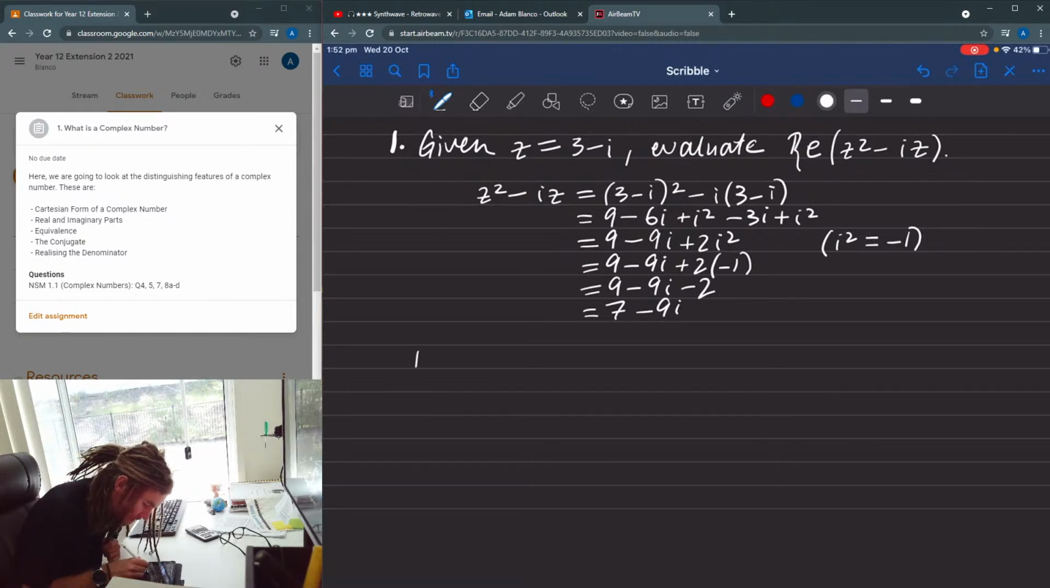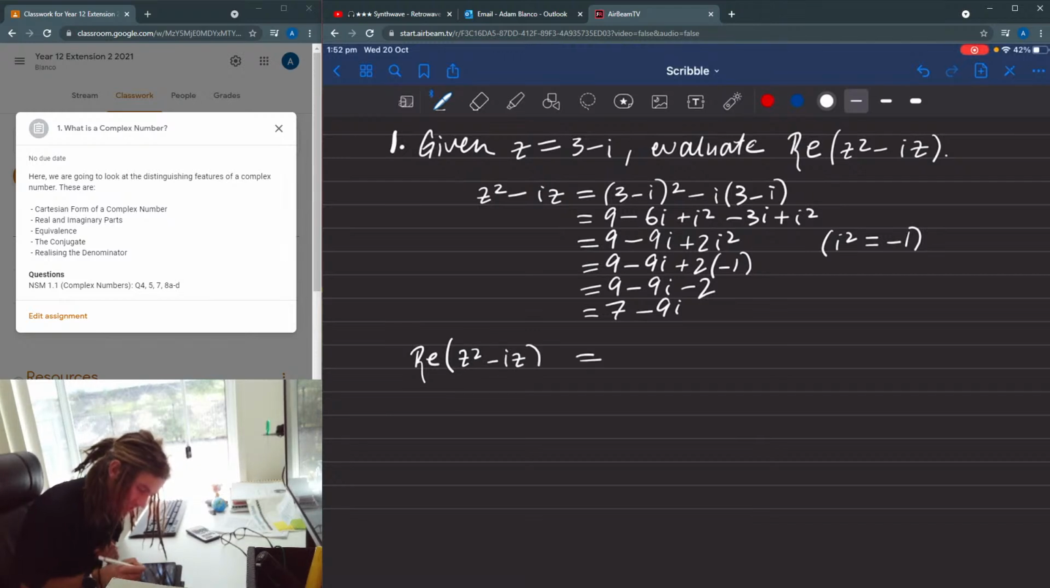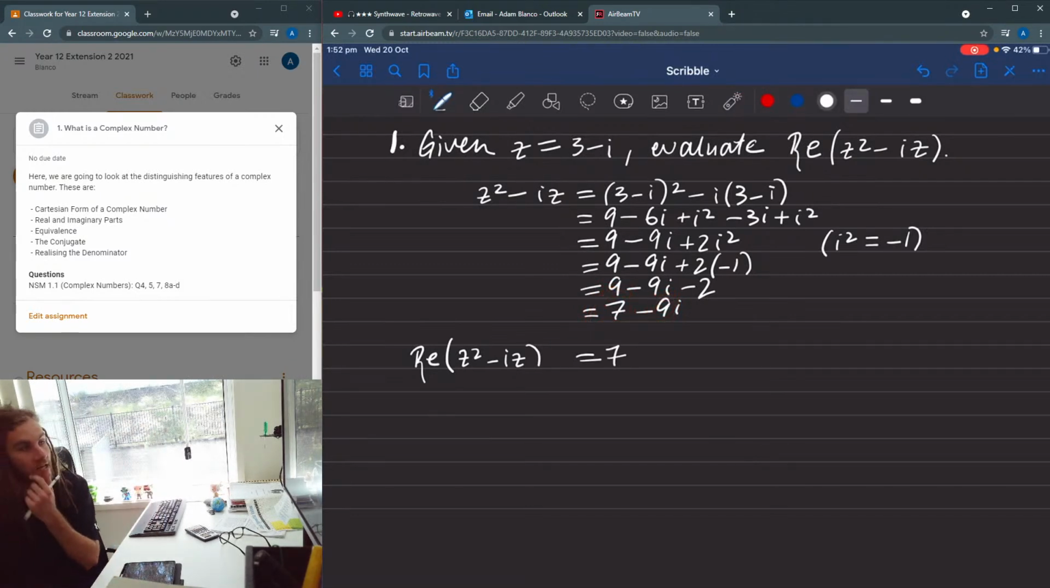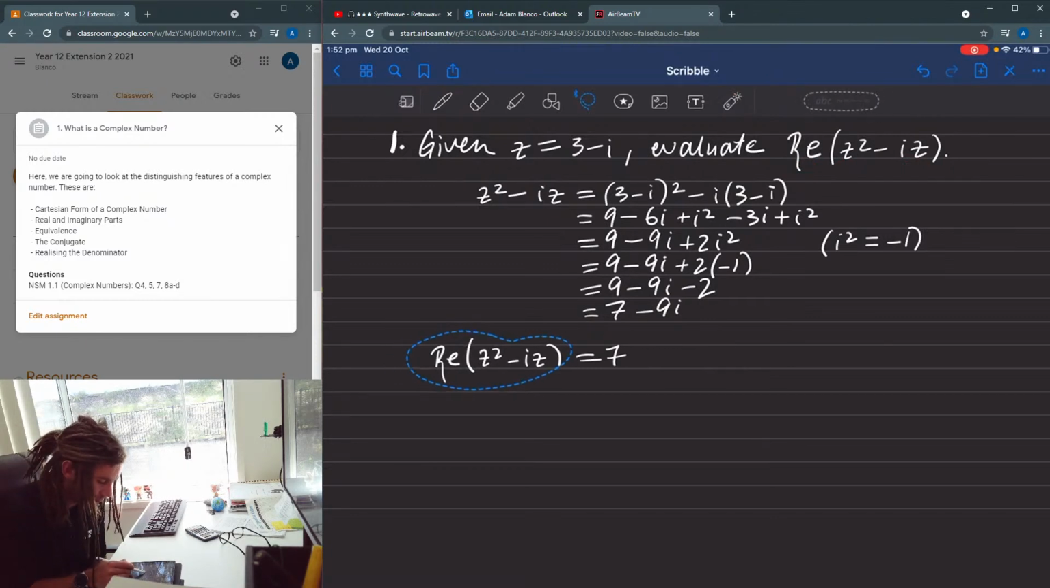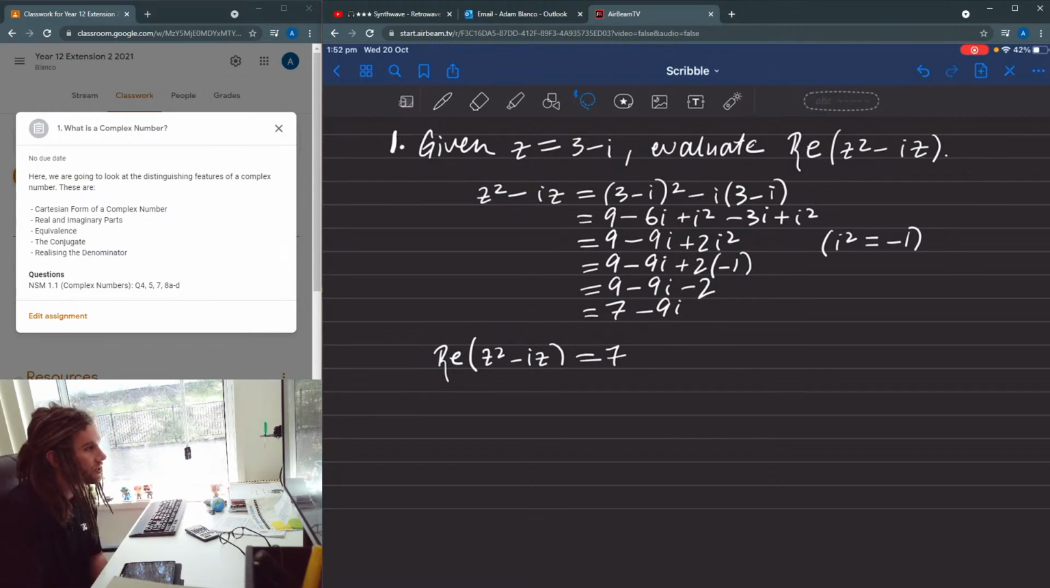If I want to find the real part of what I just worked out, then that's just literally the 7. So that's the real part, and that's the imaginary part. So the real part is 7. That's it. I think that's just a standard question. That might be a 1 marker, but it doesn't look easy because it's all this new stuff that we don't really use, like z's and Re and stuff like that. But at the end of the day, it's not actually that bad. Okay, that's all I want to talk about in real and imaginary parts.